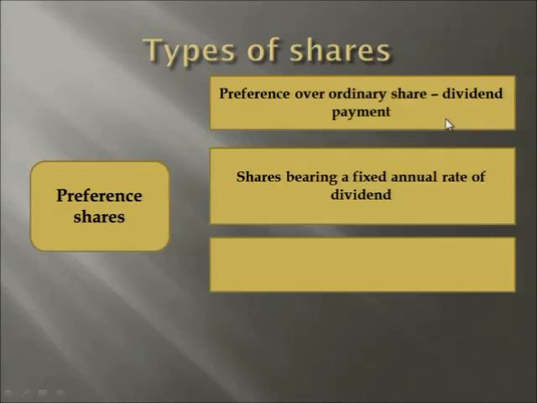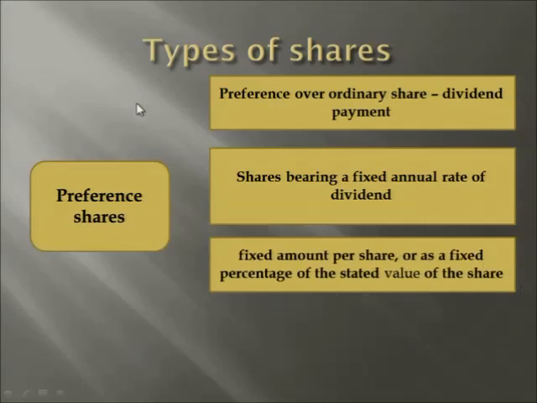Now, these are shares bearing a fixed annual rate of dividends. They will receive their fixed rate of dividends at the end of the financial year. And also, they've got a fixed amount per share as a fixed percentage of the stated values of shares. Preference shares will always have a fixed percentage of value in terms of earnings at the end of the financial year.